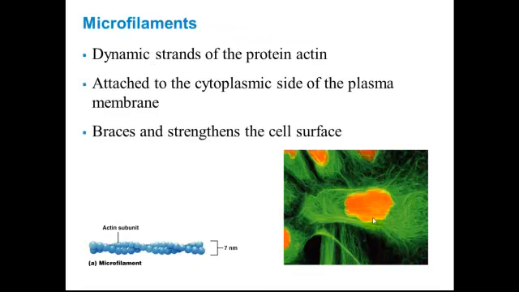Now we also have something called microfilaments. These microfilaments have actin subunits. These are going to be more dynamic. These are going to allow for movement. These will attach to the cytoplasmic side of the plasma membrane. Here we have a much smaller structure. These are 7 nanometers as opposed to the microtubules, which were 25 nanometers. Again, we see a staining technique here. We can see that there are much more of these microfilaments.